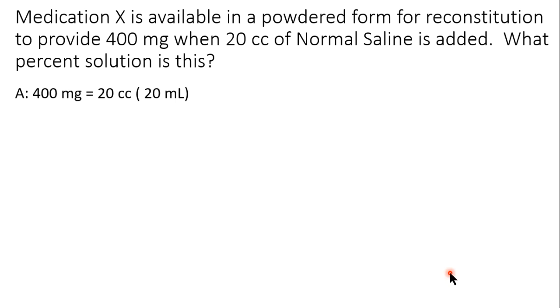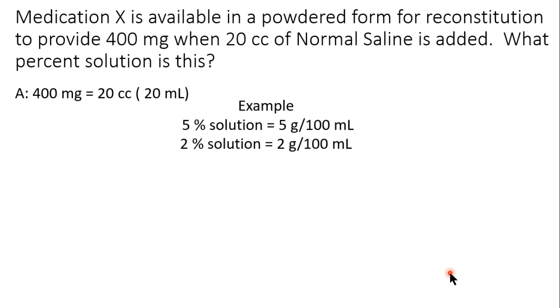So available is the 400 milligrams in 20 cubic centimeters. Remember that cubic centimeters is the same as milliliters, so we could just rewrite it as 400 milligrams in 20 milliliters. And remember that a 5% solution means 5 grams in 100 milliliters, or a 2% is 2 grams in 100 milliliters. So we are looking for grams over milliliters.